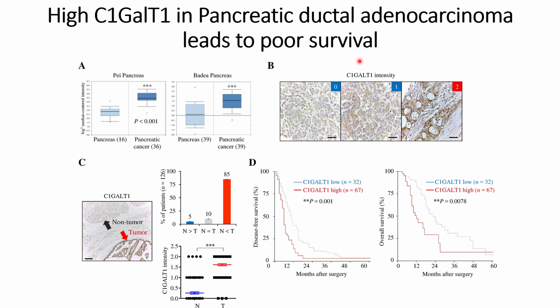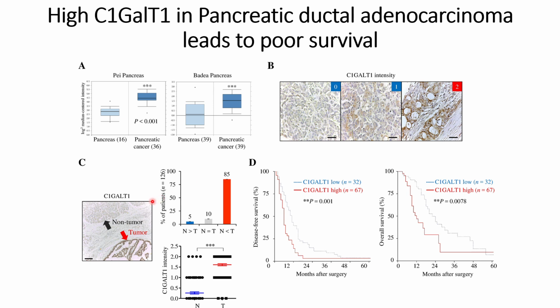Thereafter, they quantified C1GalT1 intensity as shown in panel B. Where they have almost negligible signals, they considered it as zero intensity; with medium signals, they considered it as intensity number 1; and with the highest C1GalT1 expression, they considered it as intensity 2.